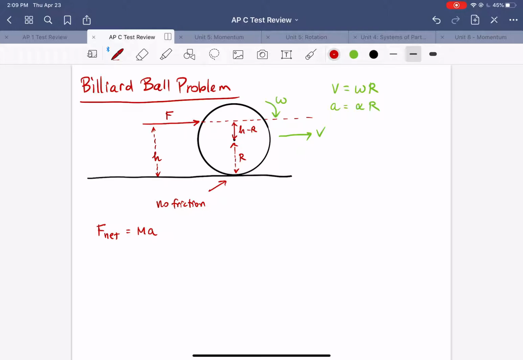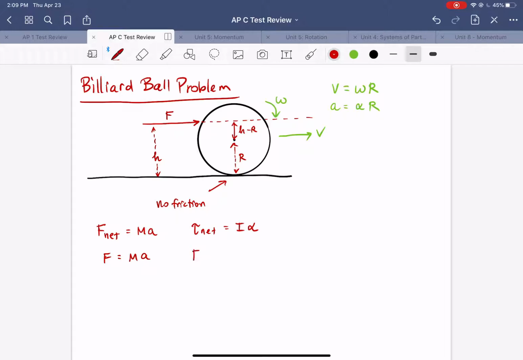Since there's no friction, the only horizontal force on this object is F, and that is equal to m times a. So there's really not much to do with that equation. As far as the rotation goes, the net torque is equal to I multiplied by alpha.